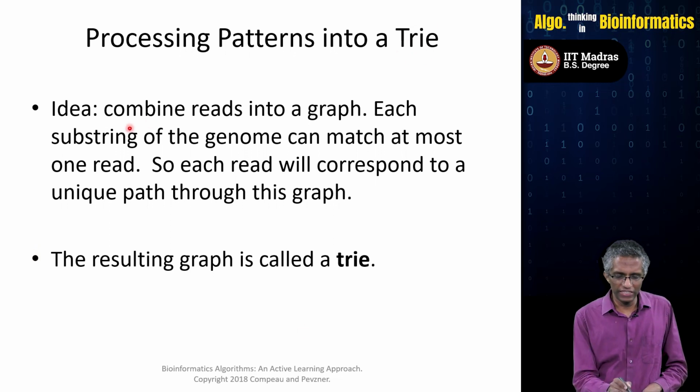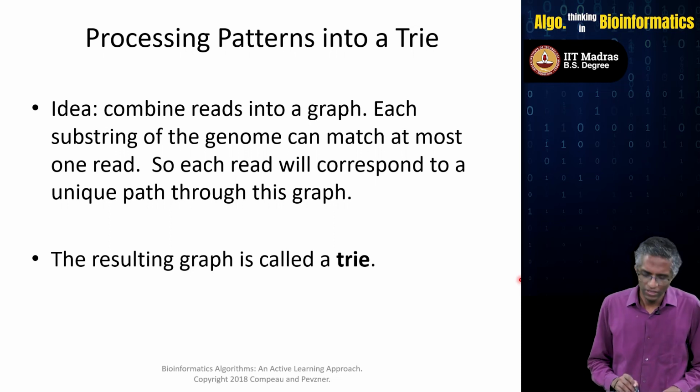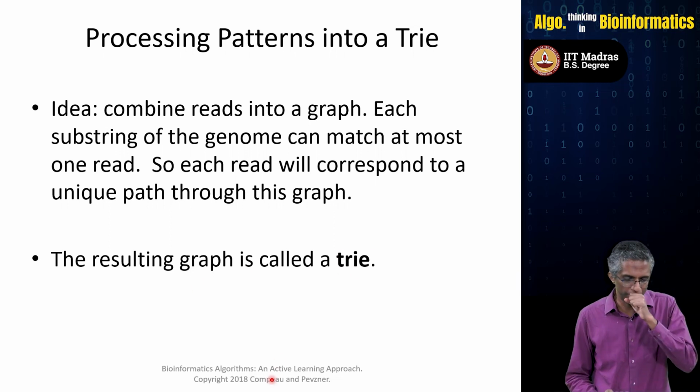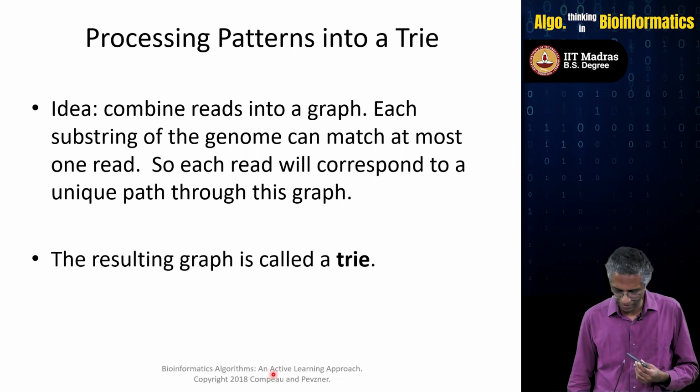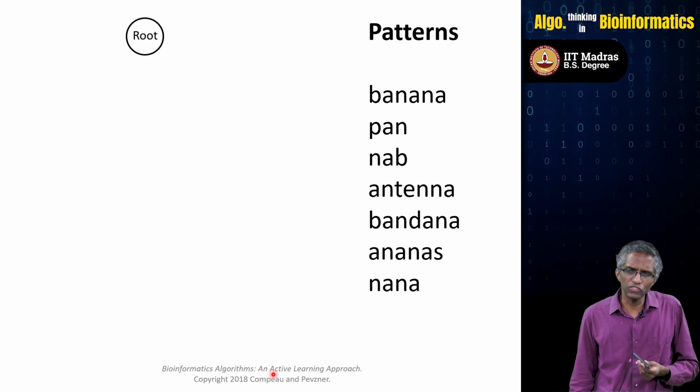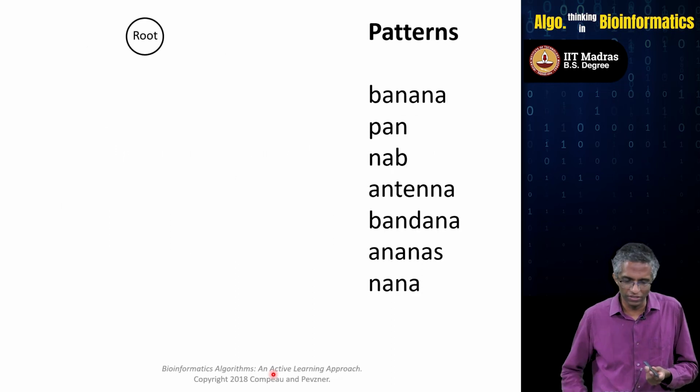The idea is to combine the reads into a graph. Each substring of the genome can match at most one read, so each read will correspond to a unique path through this graph. This will become clearer in an example. This graph is called a tree. It basically combines all the patterns into a single data structure, which turns out to be a graph data structure, and this is called a trie. It looks like a tree, so you can remember it that way as well. It just has a similar sounding name.